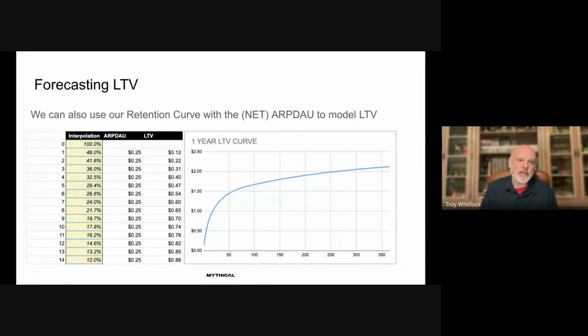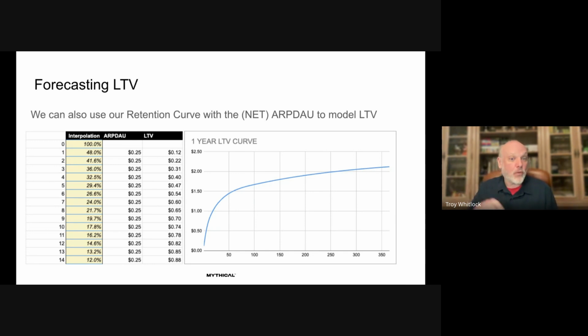One is forecasting LTV. We can also use the retention curve from the interpolation column, again from the tool that I shared. We can use the retention curve in our interpolation column in combination with our ARPDAU target to determine our LTV. You recognize the interpolation percentage of that ARPDAU. On day one, I'm recognizing 48% of that 25 cents, which gives me an LTV on day one of 12 cents. Then on day two, I can recognize 42% of that 25 cents, which increments another 10 cents to that LTV, and so on.